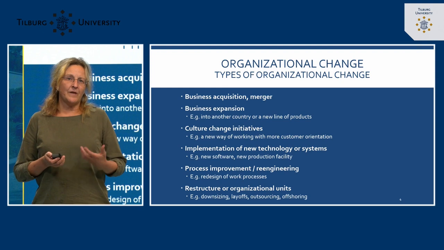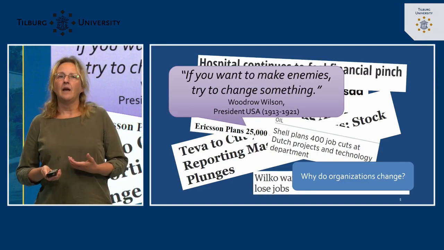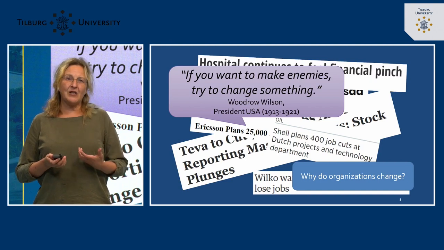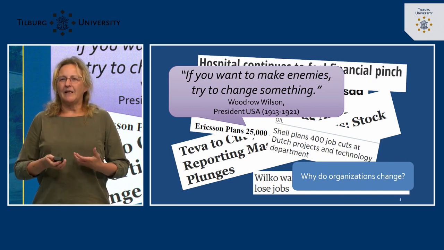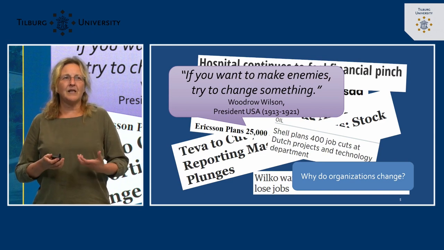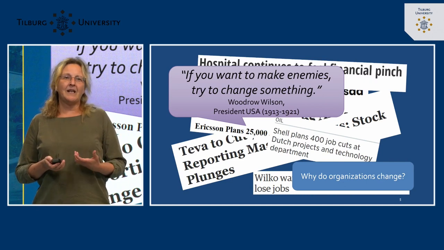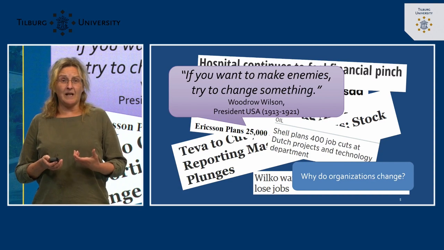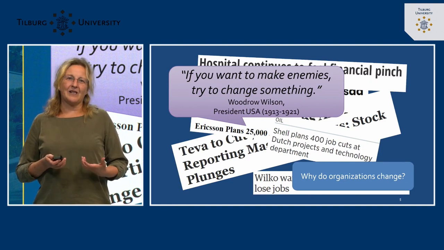So change is obviously something that happens a lot in organizations. Is it always smooth and without any problems? No. Woodrow Wilson, during the Great Recession, already found that if you want to change the way a country is organizing, and he was of the New Deal, so he was trying to implement all the initiatives to help people back to work and to combat a big economic depression. He stated, if you want to make enemies, try to change something. So he indicates that oftentimes there's a lot of opposition to change. So there's something that you need to take with you if you want to do a change, that there's probably going to be people who don't like the change.